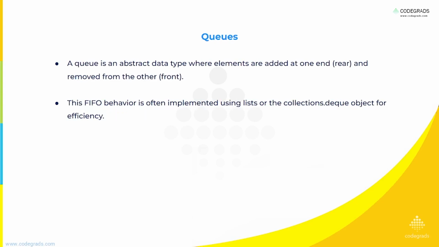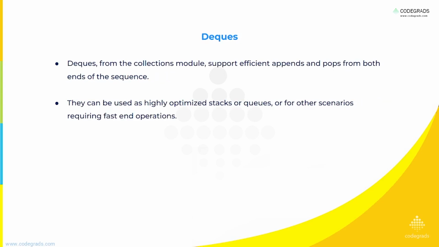Next, we have the queue. It is ordered, yes. It is changeable, yes. We can add, update or delete. Unique, no. And for the use case, we use it for task scheduling. And the last is the deque, where it is ordered, yes. It is changeable, yes. For unique, no. And for the use case, we can say that it is efficient for two-sided operations.